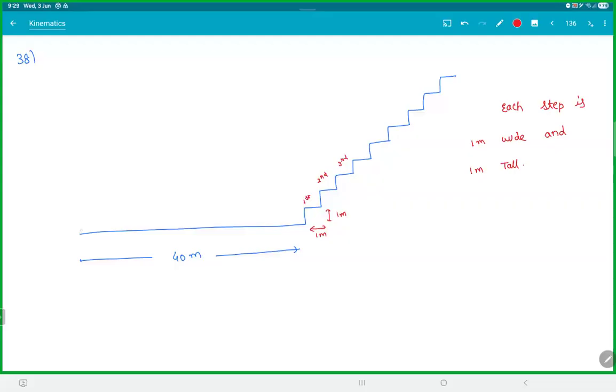Now, someone is playing cricket and let's say they hit the ball with a speed of 40 meters per second at an angle of 60 degrees. This ball goes there and falls on one of the steps.